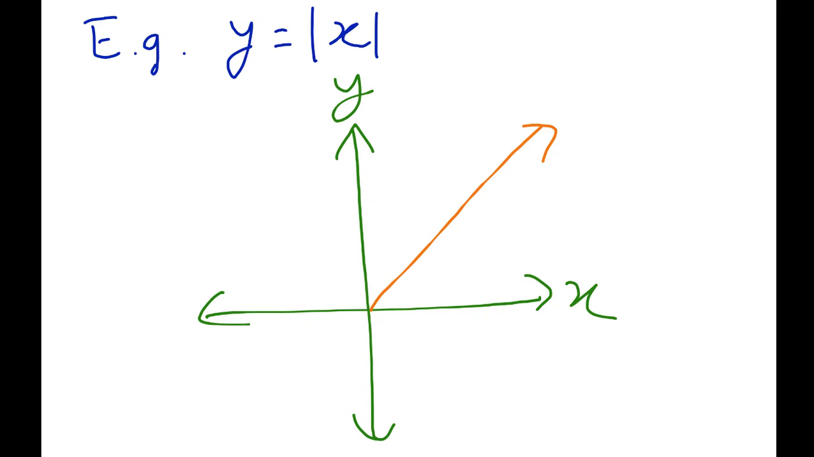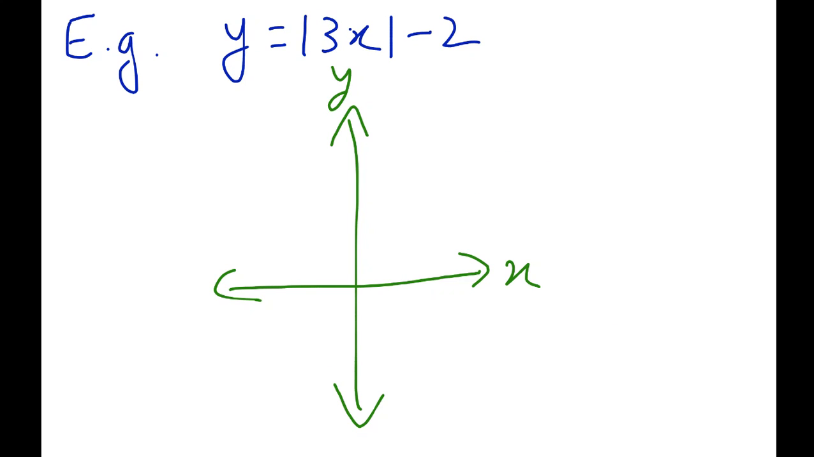So the negative part was originally here, and it's all going to become positive, so we're going to flip it across the x-axis, so it goes up that way. So there is our absolute graph. It takes any negative values that we originally had into positive values. So if we had y equals the absolute value of 3x, then it still does the same thing.